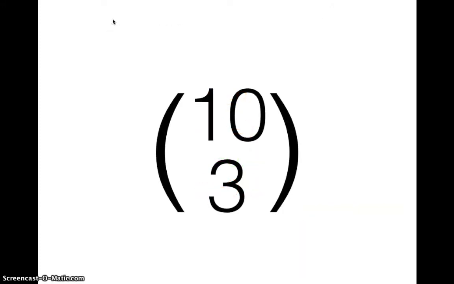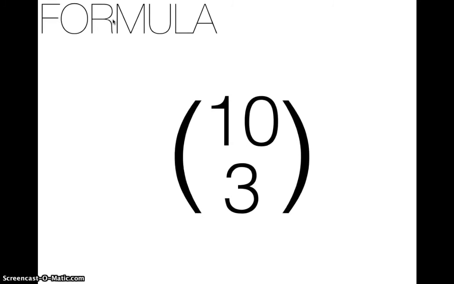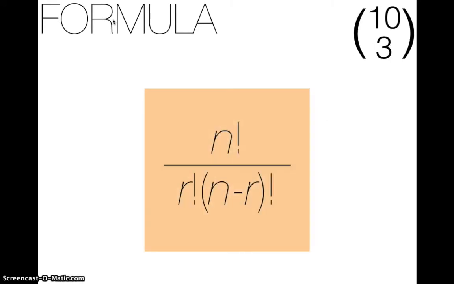Now, what does 10 choose 3 mean? This is a binomial coefficient. A binomial coefficient is the number of ways of picking k unordered outcomes from n possibilities. The formula for the 10 choose 3 goes a little bit like this: n factorial divided by r factorial times n minus r factorial.